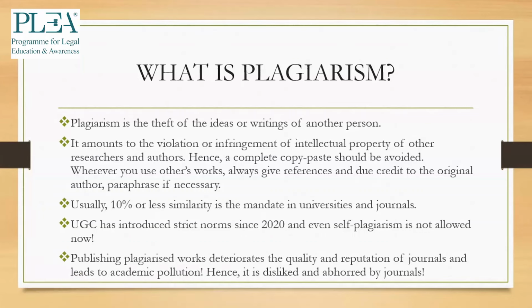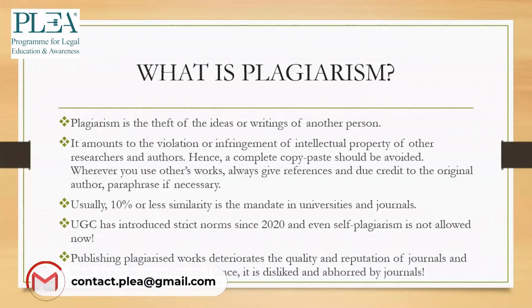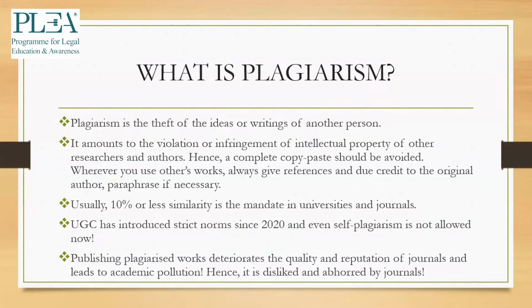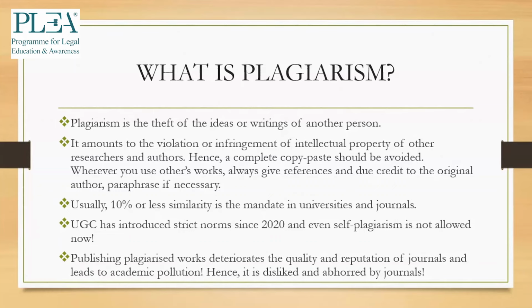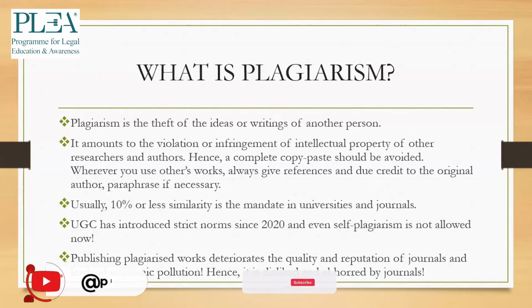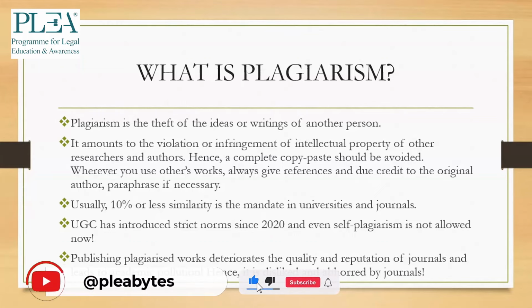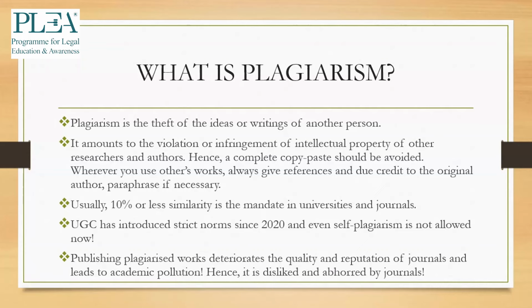Usually, 10% or less similarity is the mandate in universities and journals. Okay, 10% or less similarity is allowed. That is plagiarism. 10% or less is allowed, but not more than that. Check with your university or the journal where you want to publish what level of similarity they allow.